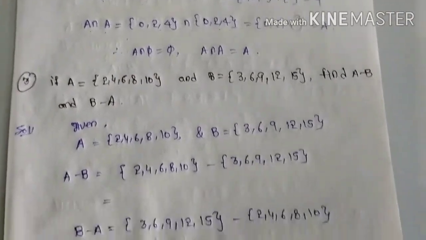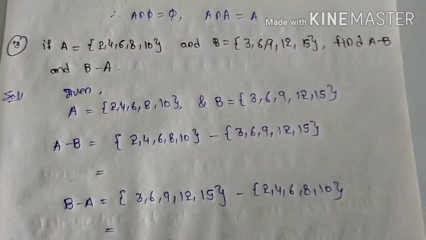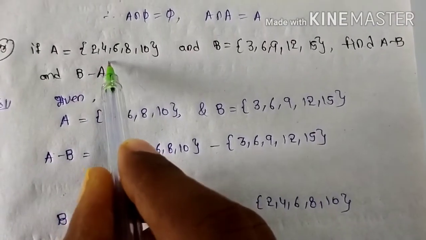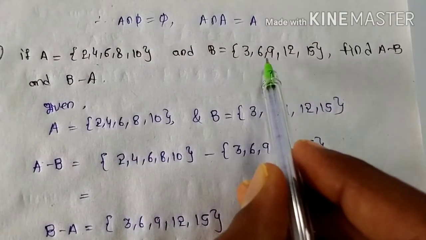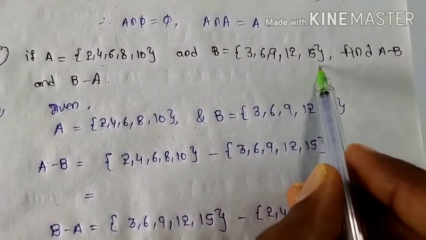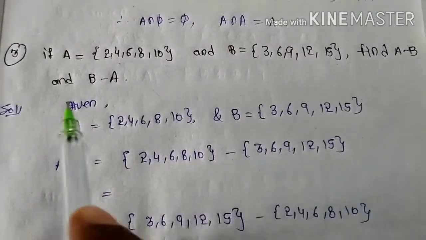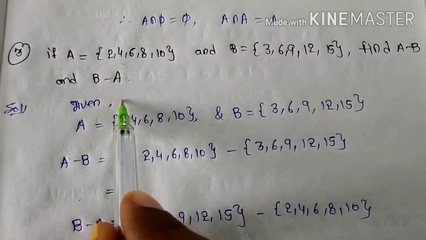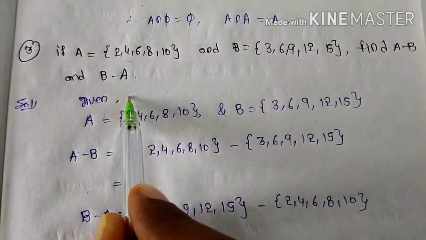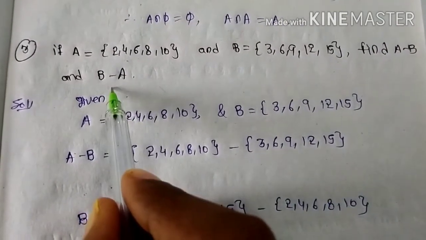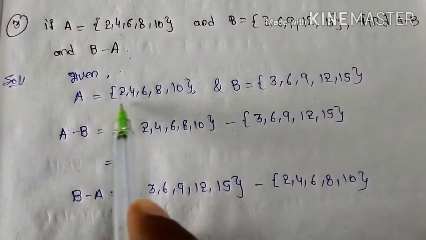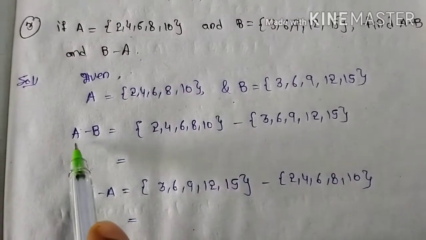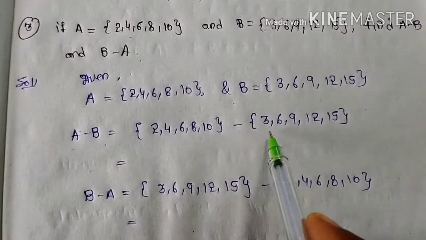Is it okay? Next problem. If A is equal to 2, 4, 6, 8, 10 and B is equal to 3, 6, 9, 12, 15, find A minus B and B minus A. That means we need to find the difference of sets, A minus B and B minus A. First of all, write here A minus B.